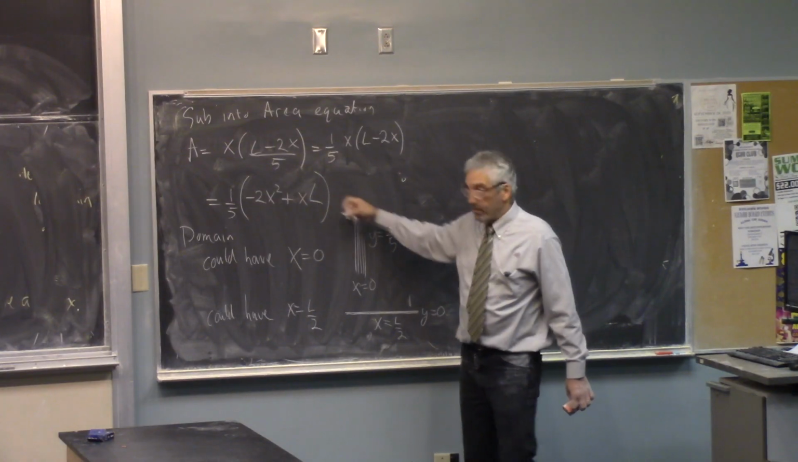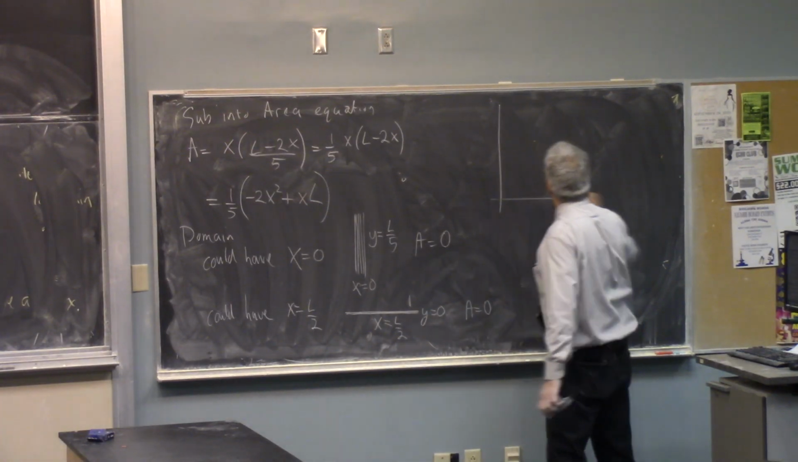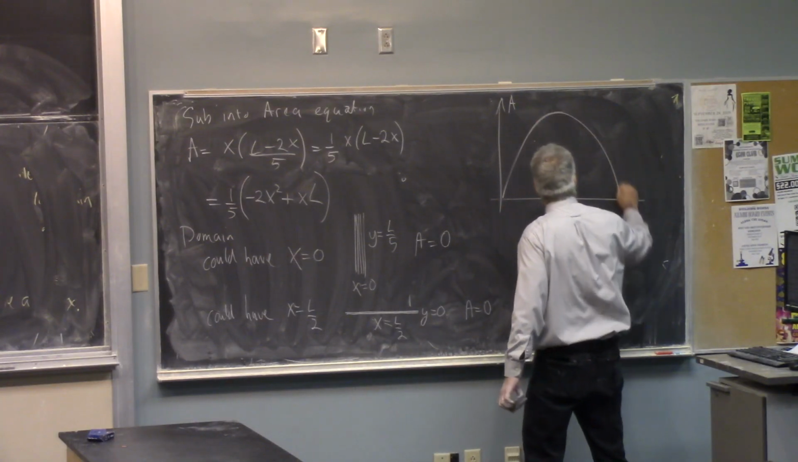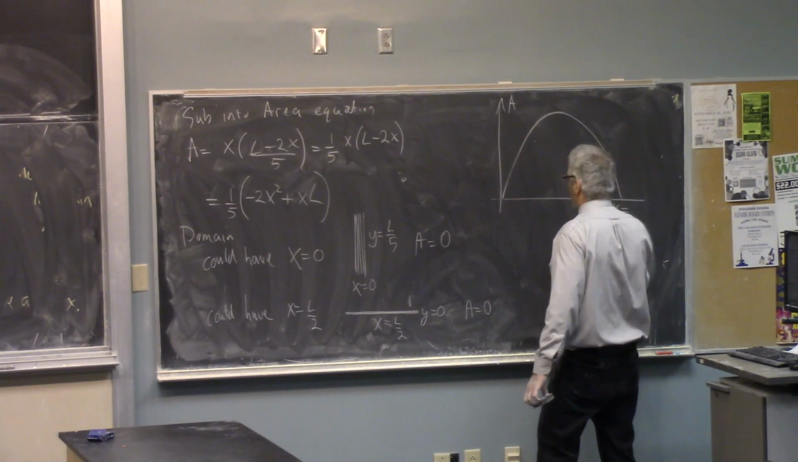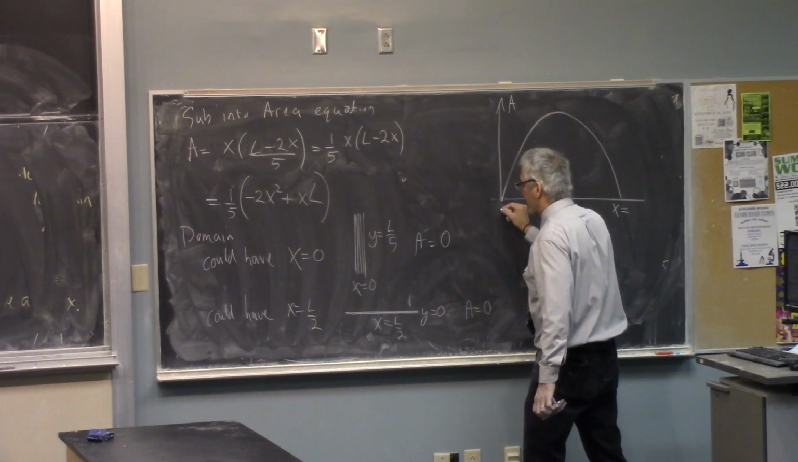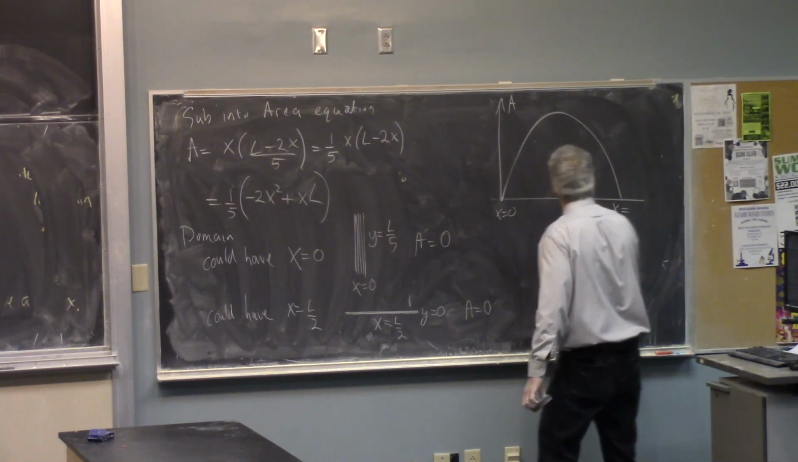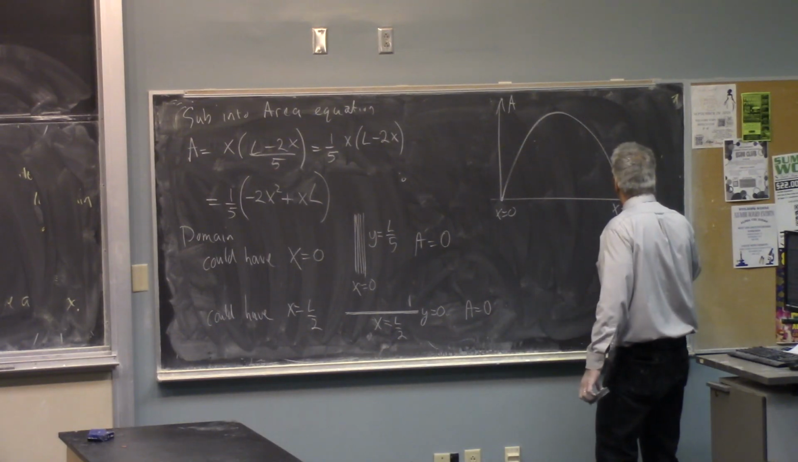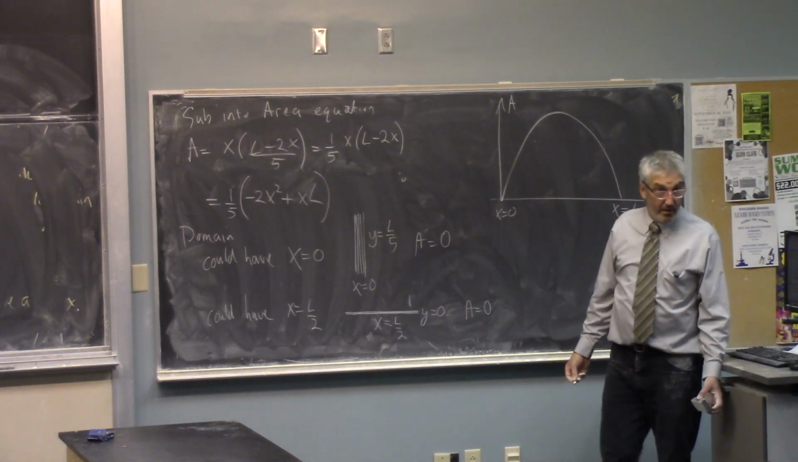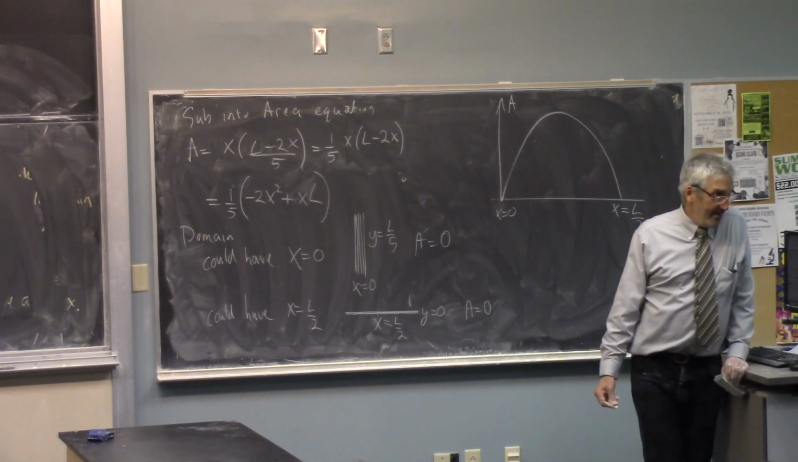Parabola facing down. So we know that the area graph is a parabola facing down, and we know that it's going to have an x-intercept when x equals 0, and it's also going to have an x-intercept when x is L over 2. Okay, so we're trying to find the value of x that maximizes A.